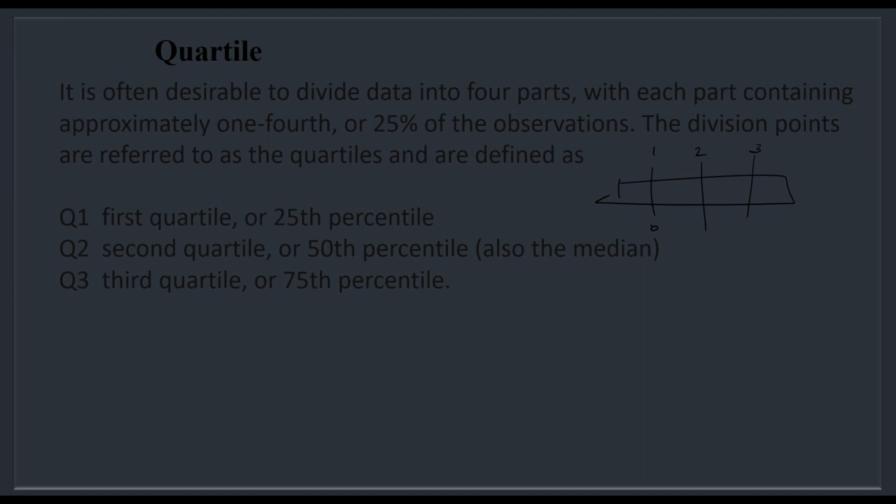For that we calculate 3 things. Q1, the first quartile, is nothing but the 25th percentile. Q2 is the second quartile, the 50th percentile, also the median. If we calculate the median or the 50th percentile, we get the same value. Then Q3 is the third quartile, the 75th percentile. Calculating these, we get 3 points, and according to these 3 points we can divide the whole data set into 4 correct parts.